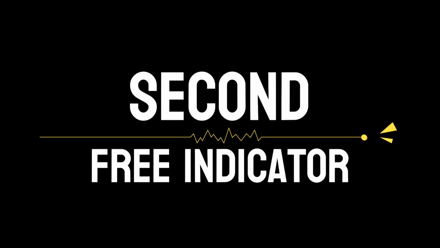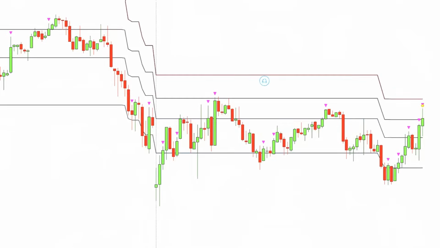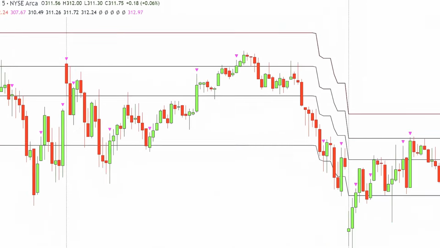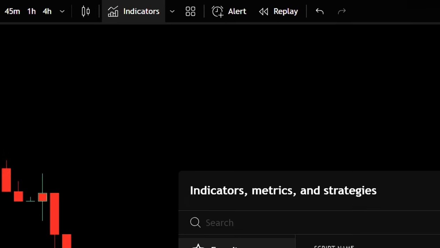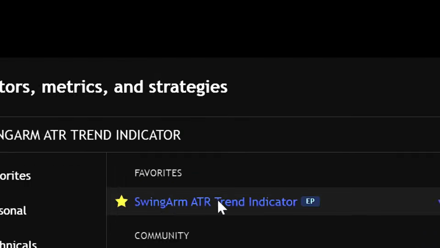Alright, for our second free TradingView indicator, we're grabbing something called the SwingArm ATR Trend Indicator. This thing is super cool because it helps us figure out the trend direction and also find momentum in the market. It's like having a little compass for your trades. To add it, just head back to the indicator section, type in SwingArm ATR Trend Indicator and click on it. Boom, it's on your chart.